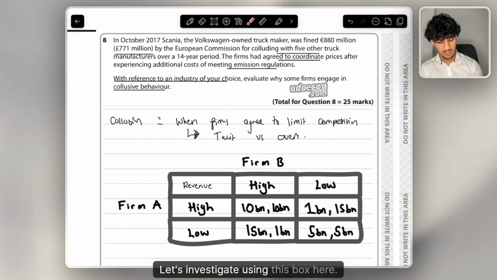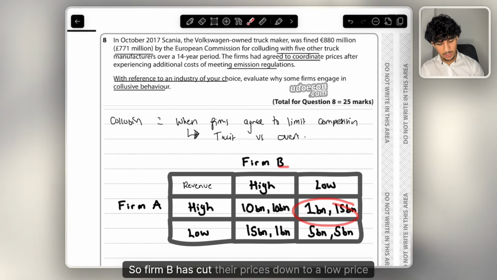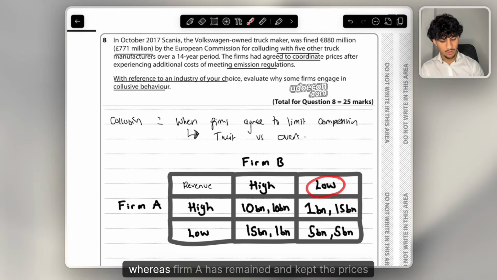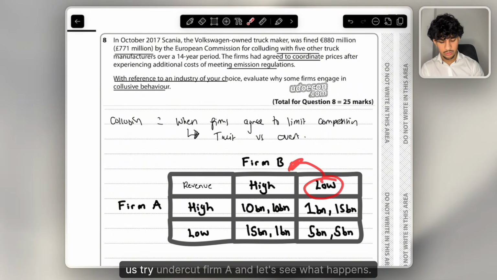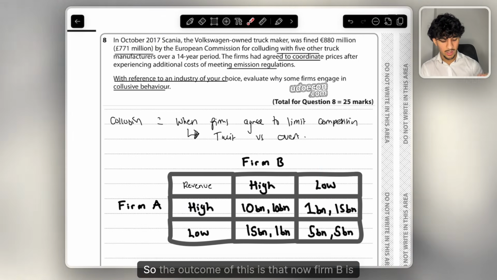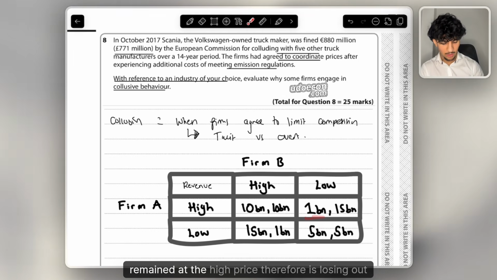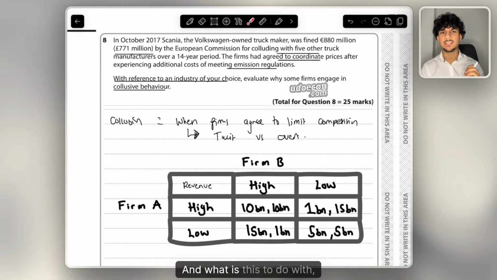Let's investigate using this box here. So what's happening at this box here? So firm B has cut their prices down to a low price, whereas firm A has remained and kept their prices high. So what firm B have done here, they've decided, let us try undercut firm A and let's see what happens, and let's see the outcome of this. So the outcome of this is that now firm B is making 15 billion worth of revenue as they're charging a low price, compared to firm A, who remained at a high price, therefore is losing out and is only now making 1 billion.